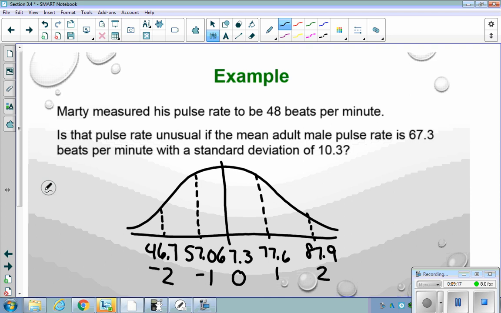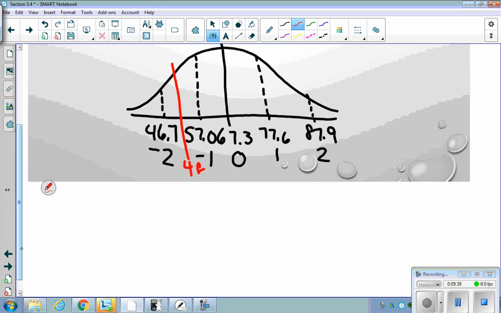Okay? His rate that he found was 48 beats per minute. Where would he fall there? He's usual, isn't he? Because 48 is between 46 and 57, so we'll put him right here, right? So he would be usual. Anything out here in this tail would be considered unusual.